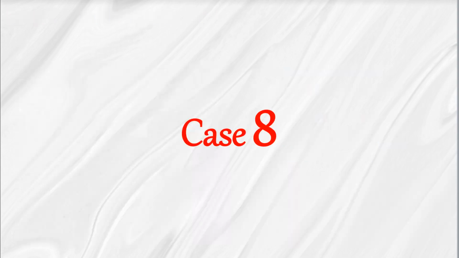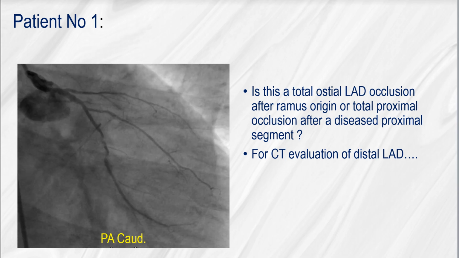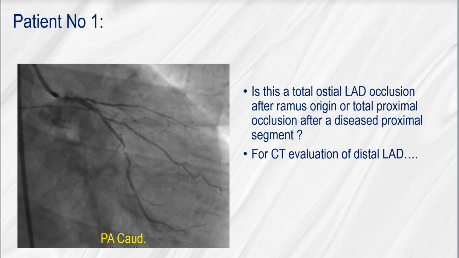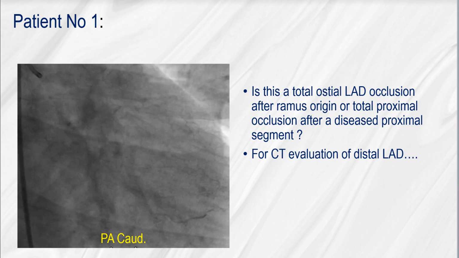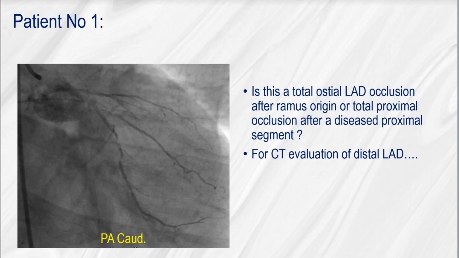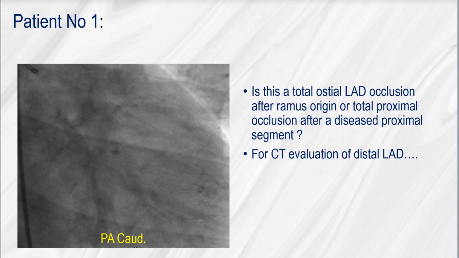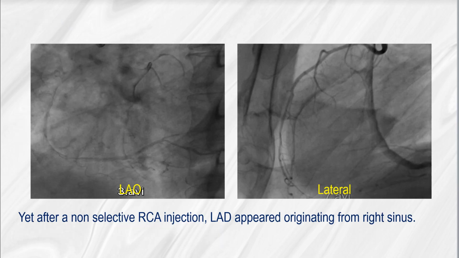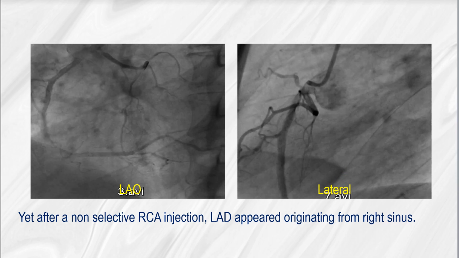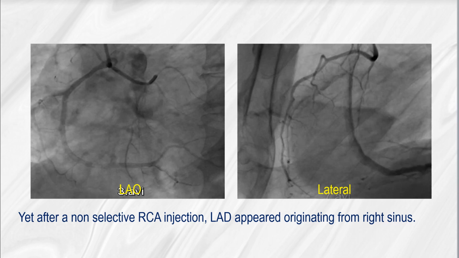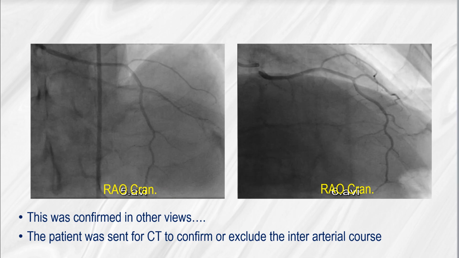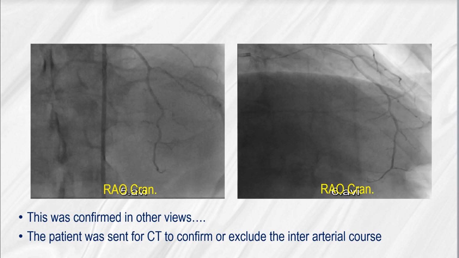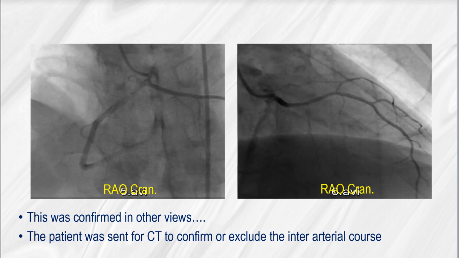Regarding case number 8, first patient: is this a total ostial LAD occlusion after the ramus origin, or a total proximal occlusion after a diseased proximal segment, for CT evaluation of the distal LAD? Yet, after a non-selective RCA injection, the LAD appeared originating from the right sinus. This was confirmed in other views. The patient was sent for CT to confirm or exclude the interarterial course.